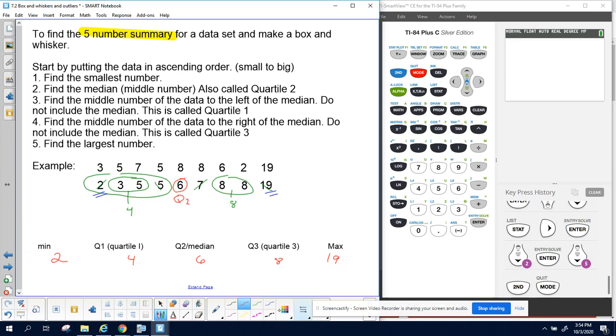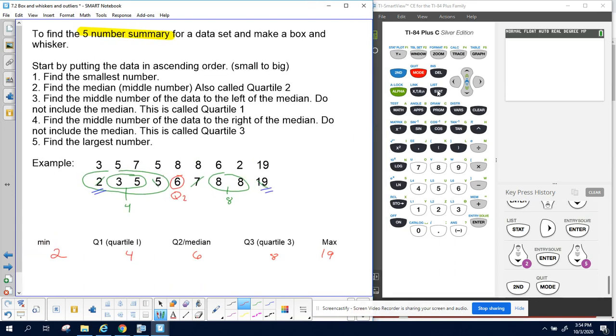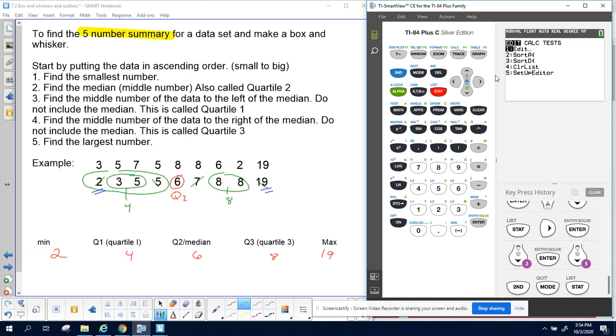I'm also going to review with you how to type those numbers into your calculator in your list and get your calculator to do that stuff for us. So you don't have to worry about putting them in order when you use the calculator, so that's a nice feature. What you do need to remember is you're going to push your stat button, and if there's anything in there, push one more time, enter.